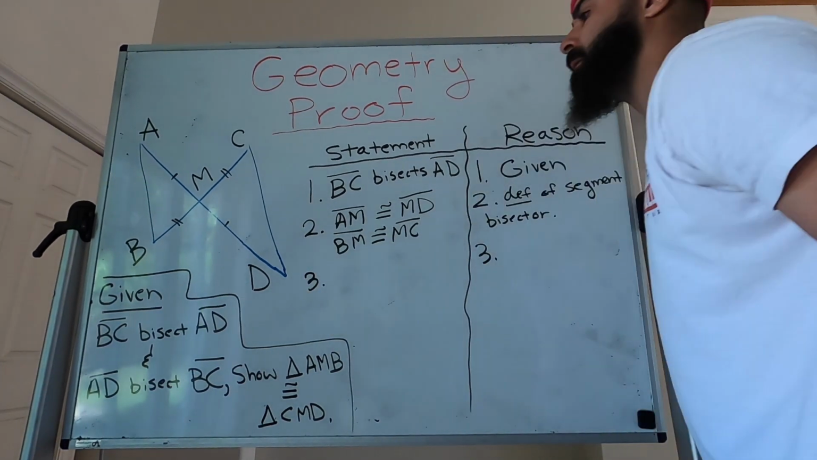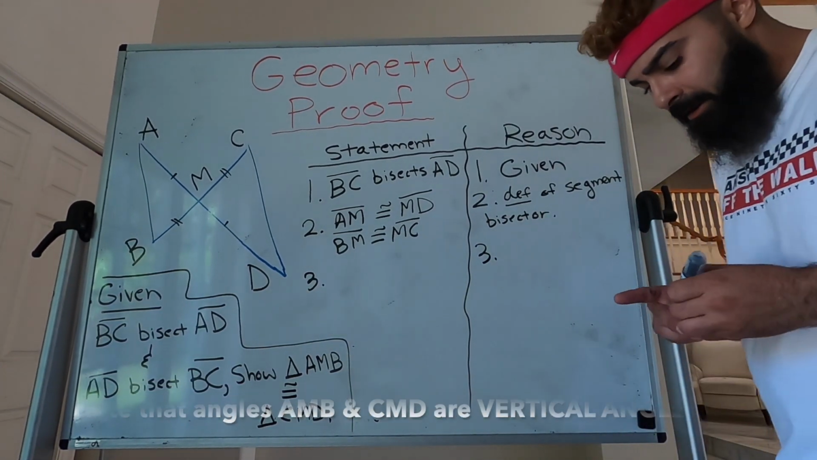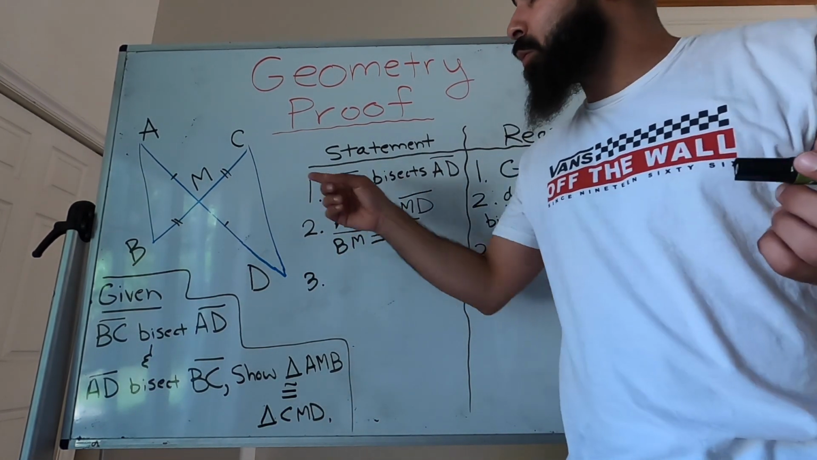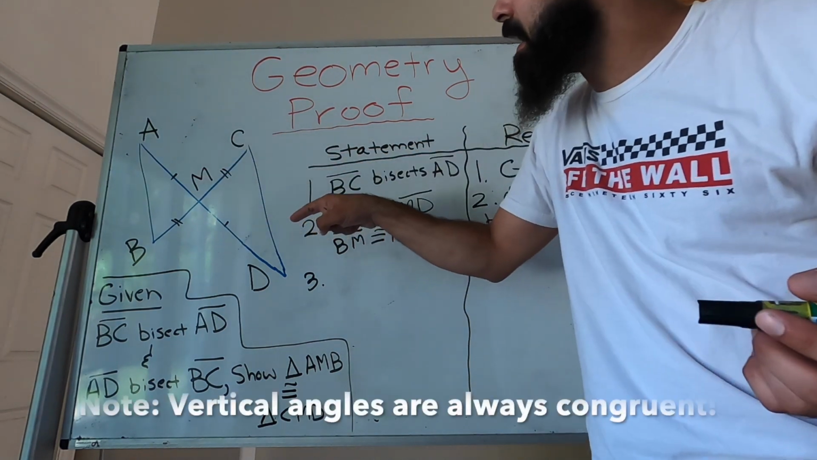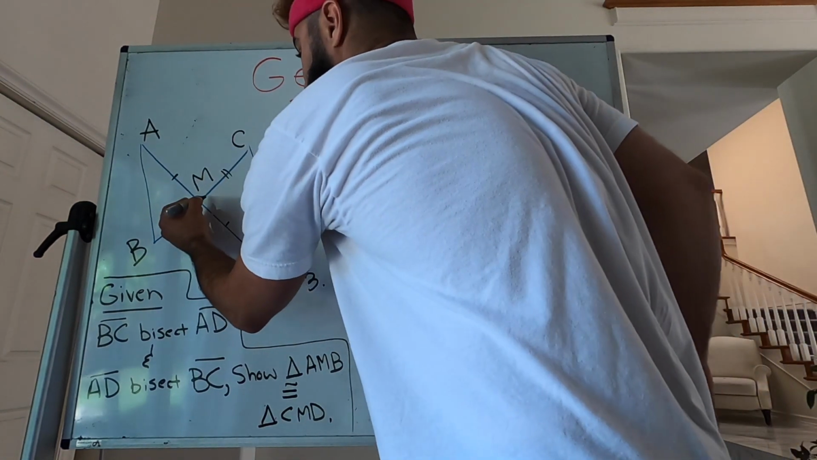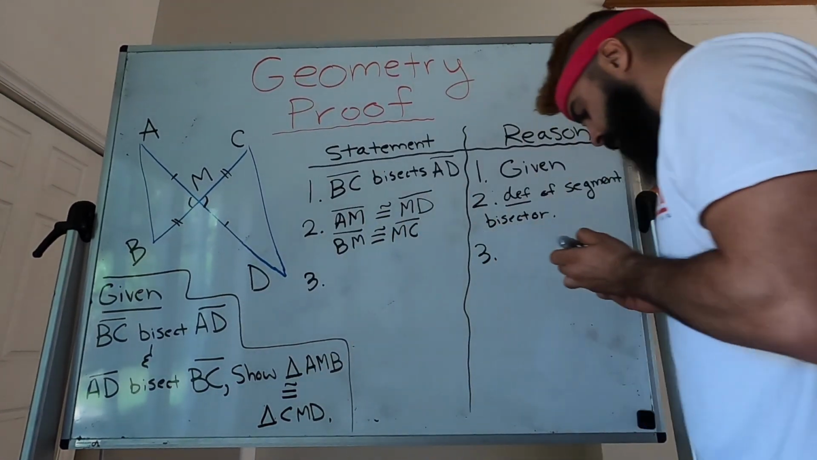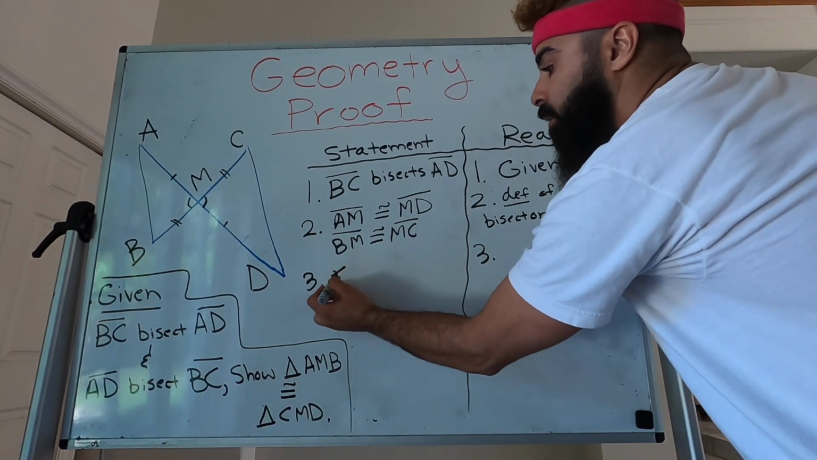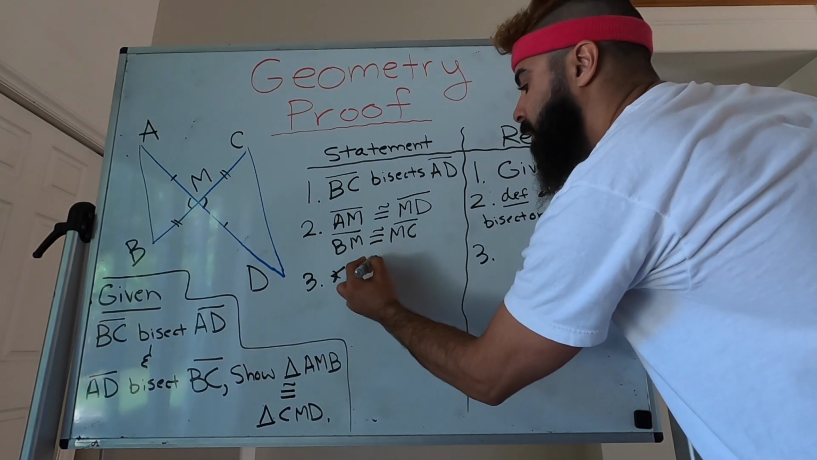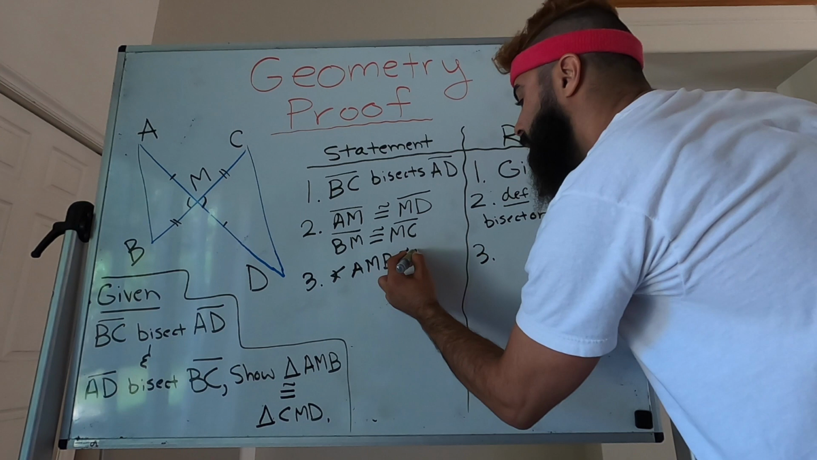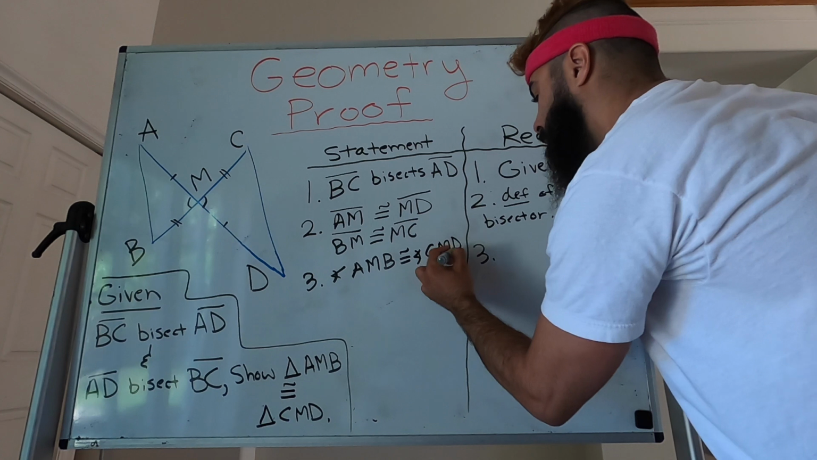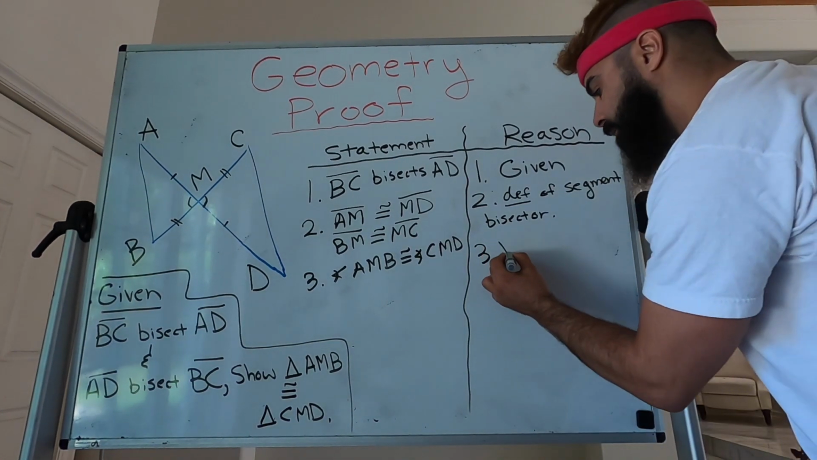All right. Number 3 is something we're going to have to use ourselves. Just from prior knowledge of angles and things like that, we know that angle CMD and angle AMB are congruent because they are vertical angles. So angle AMB is congruent to angle CMD. Okay? And this is by vertical angles are congruent.